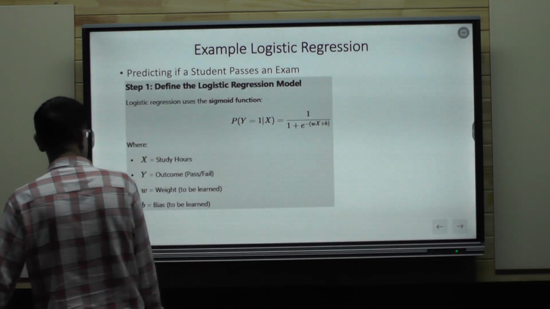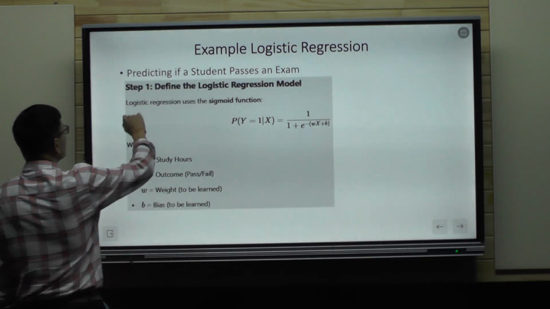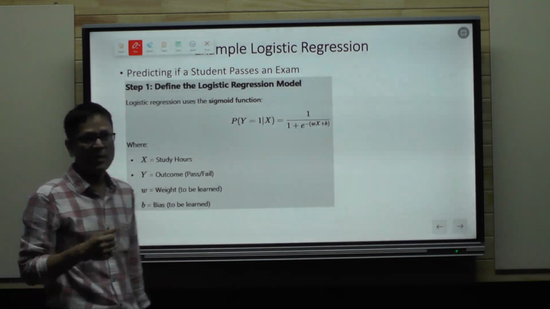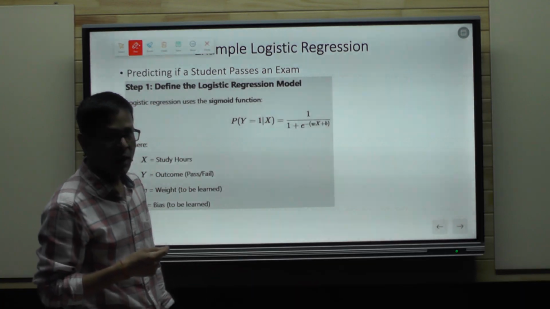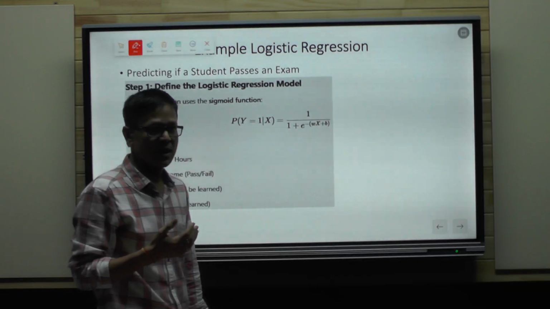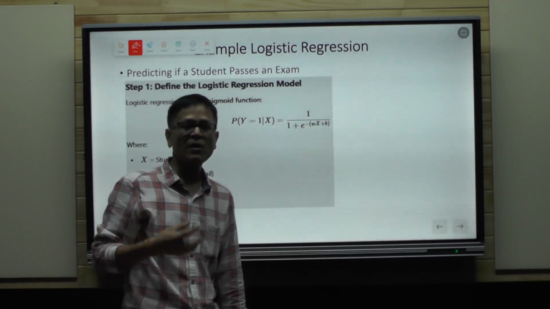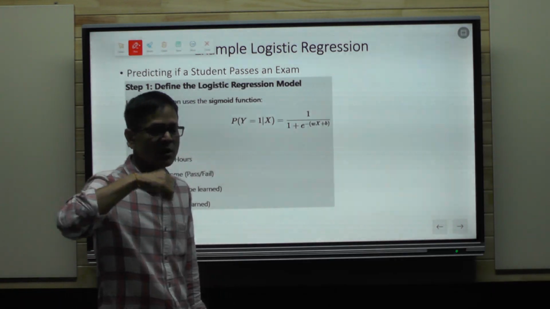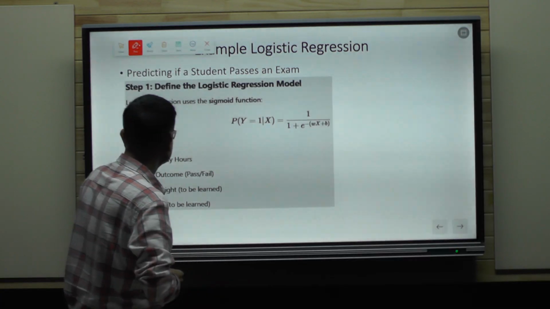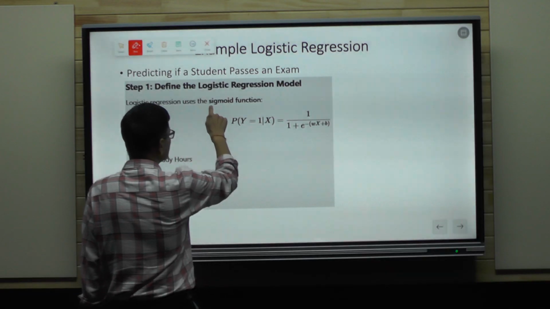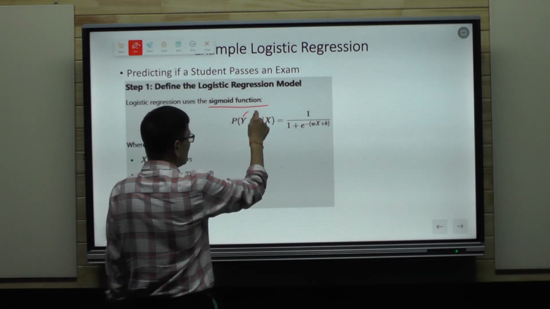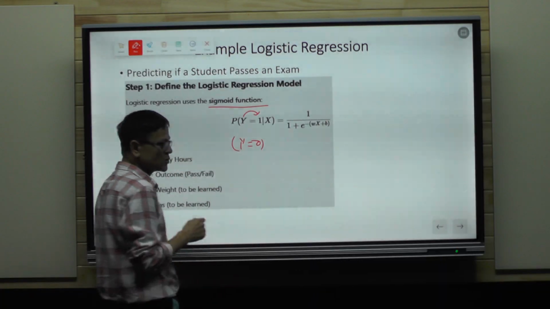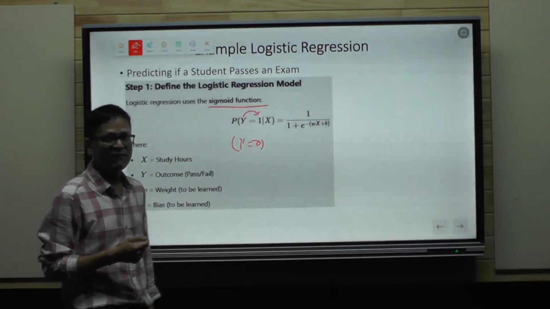Now, the first step is we will define the sigmoid function. You are calculating the probability of a student passing. What is the condition? The user inputs the number of hours, and you can find out whether the student passes or fails. So we have a logistic regression which is using the sigmoid function, and we are calculating for pass. If this were y equals 0, then we would be doing it for cases where the student has failed.